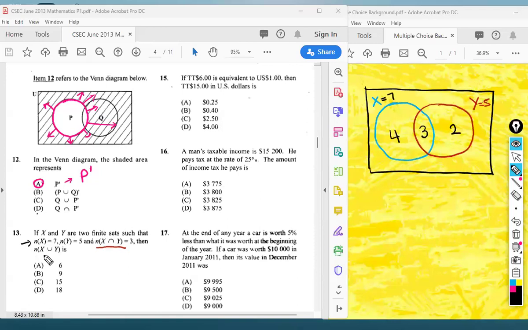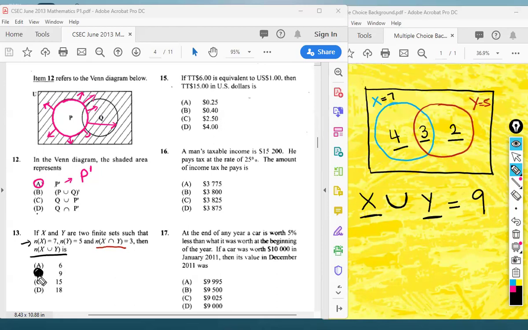Now the question asks us for X union Y. If you combine everybody in X and Y, how much will you get? It's the inside numbers you have to add up. 4 plus 3 plus 2. Everybody within X and Y is 4 plus 3 plus 2, which is 9. The answer would be B. So 13 is B.